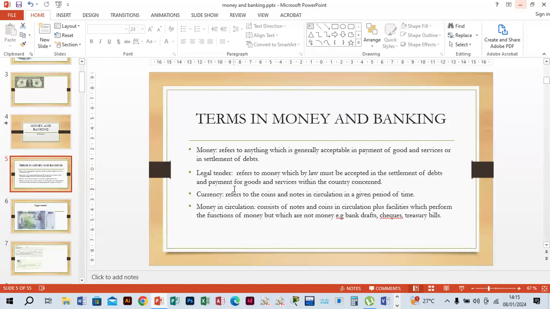Money in circulation consists of notes and coins in circulation plus facilities which perform the functions of money, but which are not money. For example, the bank draft, the checks, and the treasury bills. I hope you have all seen the bank drafts and the checks, how they look.